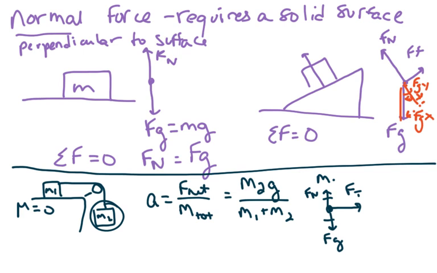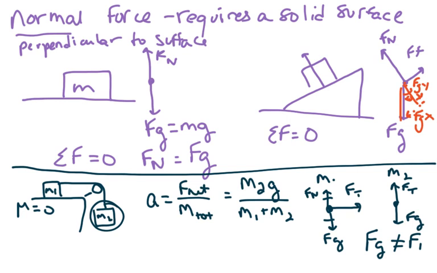These two are equal to each other. If I draw one for M2, I have the tension force going up. I have the gravitational force going down. Now, this is not a case where the gravitational force is equal to the tension. Oops, sorry. Got too close to my little arrow. Did it again. Okay, so your tension is not equal to your gravitational force here, okay?